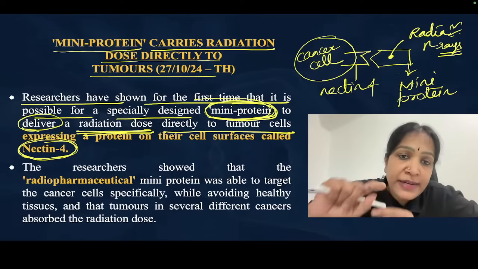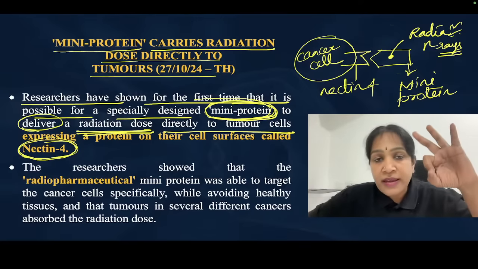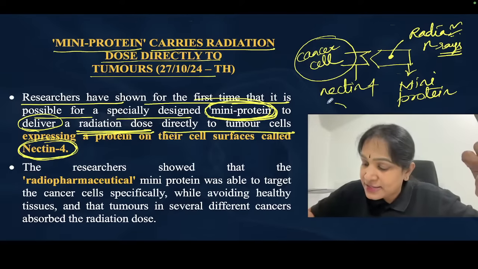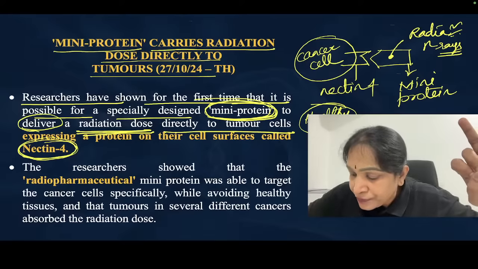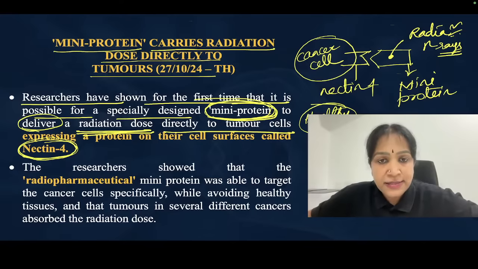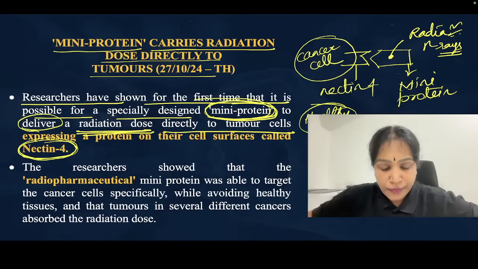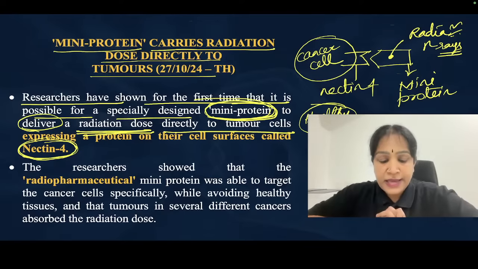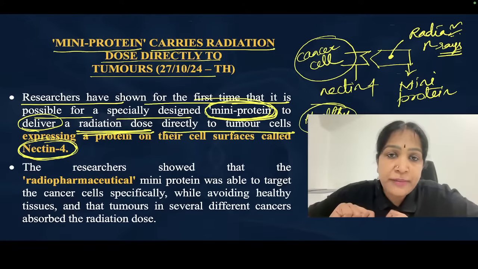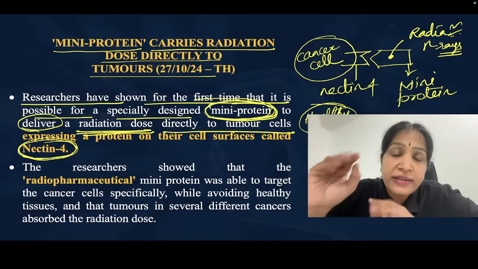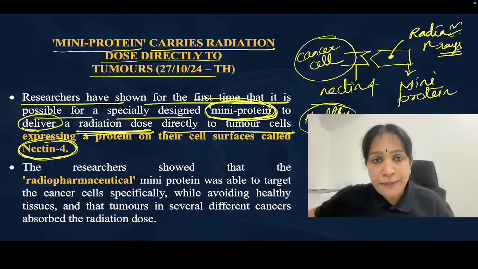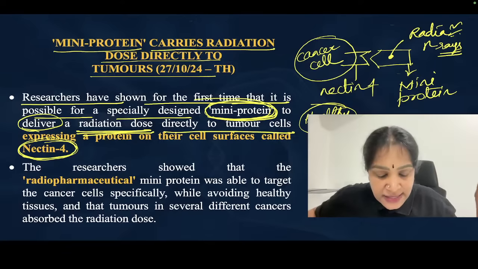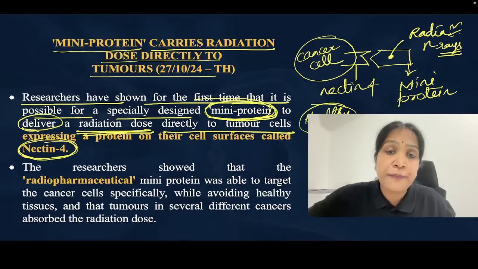Mini protein will bind to what? Nectin 4. Where is nectin? On the cancer cells. Do we have nectin on the healthy cells? I mean non-cancerous cells? Yes? No. So, now tell me, can this mini protein deliver the radiation to the cancer cells? Yes. No, nectin 4 is not mini protein.